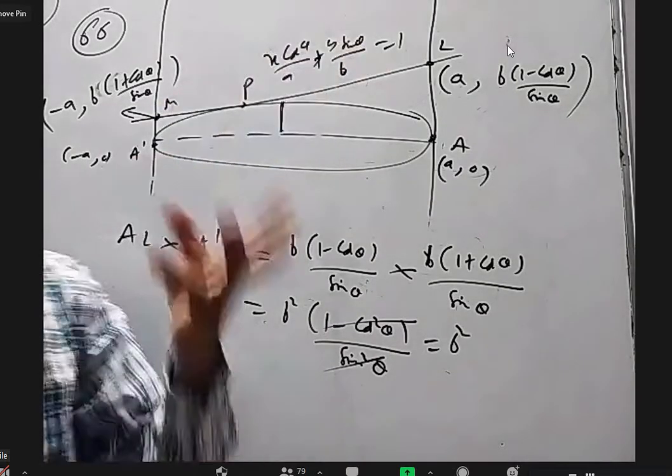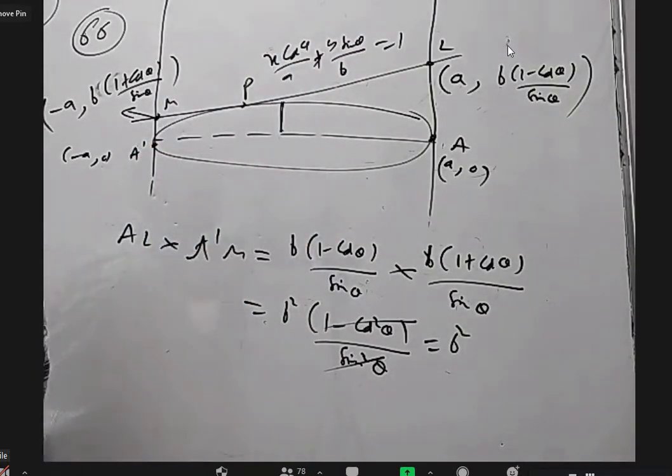For the general tangent, there are three things. I can take y equal to mx plus or minus root of a square m square plus b square, then also I can do it. Or I can take this point as x1, y1, and do it that way also. But in terms of theta, it's coming very easy.